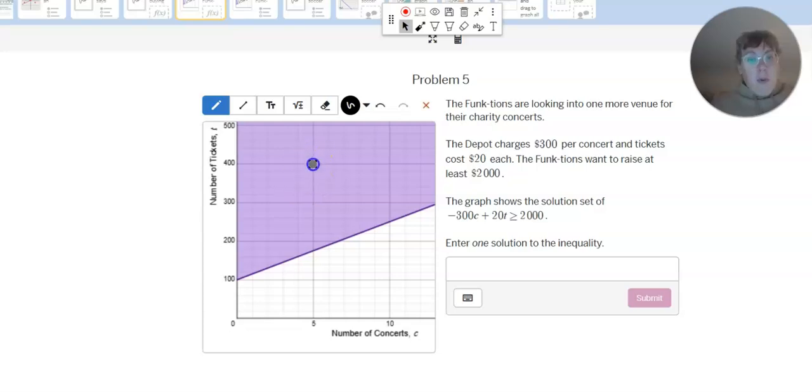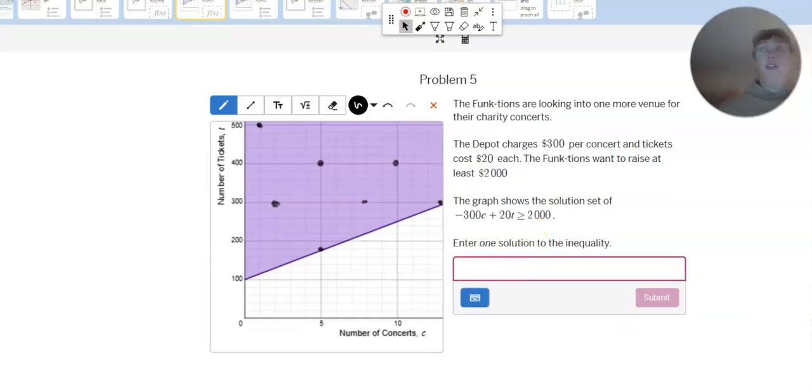So any point in this shaded area is going to be a solution. Or it could also be on the line because it's a solid line. So you're going to find a point that's in that solution set and enter it as a coordinate onto the slide here.